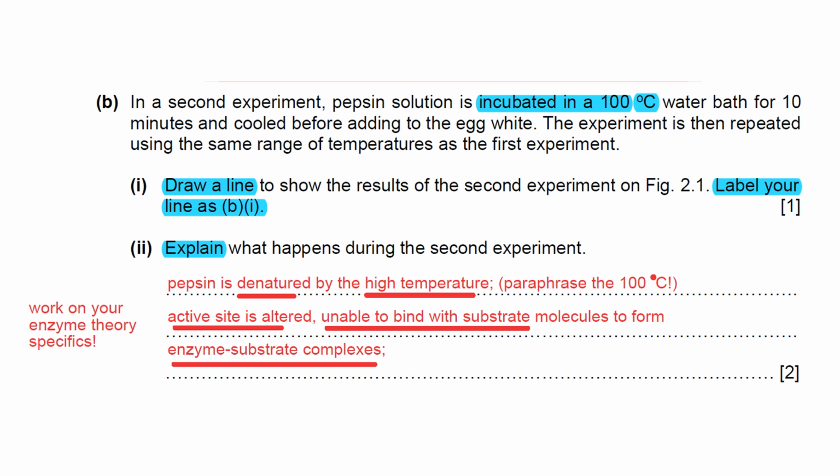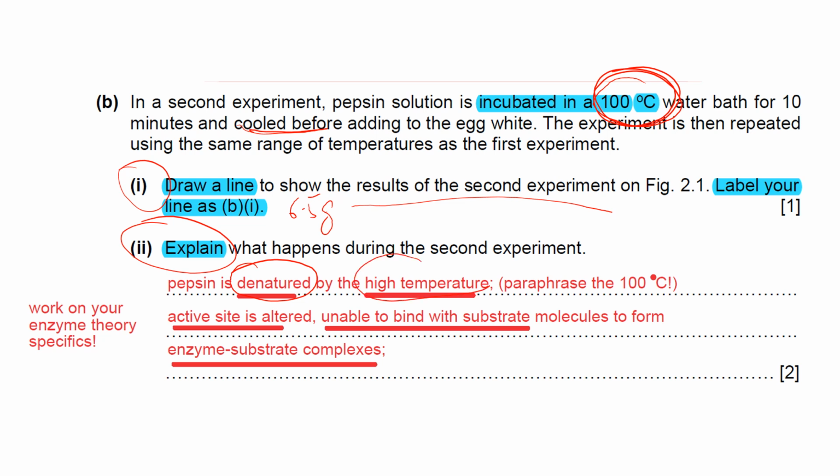So in the second experiment, the pepsin is incubated at 100 degrees Celsius, very hot, and everybody knows that. Even if it is cooled down later, it will be denatured. Okay, so the first one, draw a line, which I didn't show in the diagram. It is a straight line at 6.5, which I already mentioned to you. It's just a straight line. Okay, but for this one, explain what happens. So the keyword is denature and no other words. Paraphrase from 100 degrees Celsius, please, and so write denatured by the high temperature.